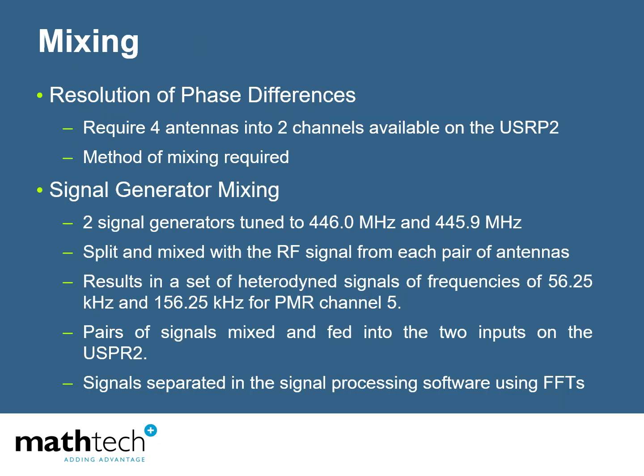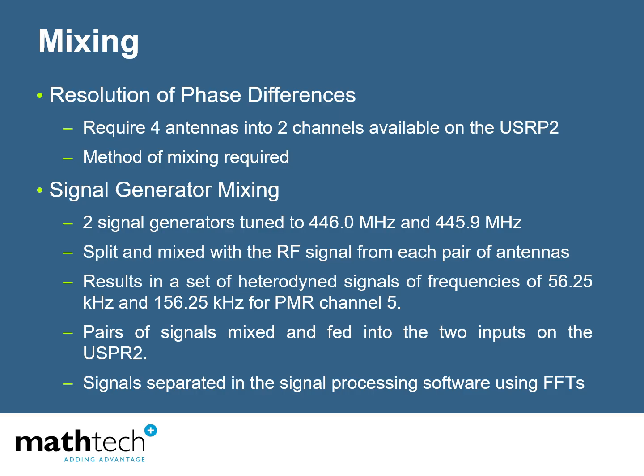The USRP has 2 channels. So, 4 antennas needed to be mixed into 2 in some way to aid in the rejection of noise. The method chosen used 2 signal generators, tuned to 446 and 445.9 MHz, split, and mixed with the RF signal from each pair of antennas.